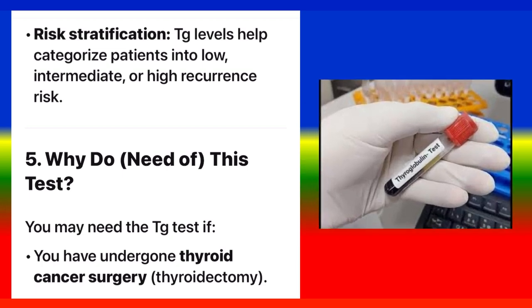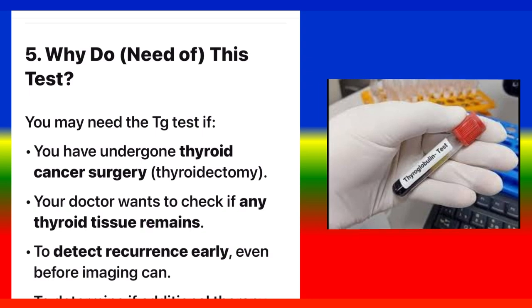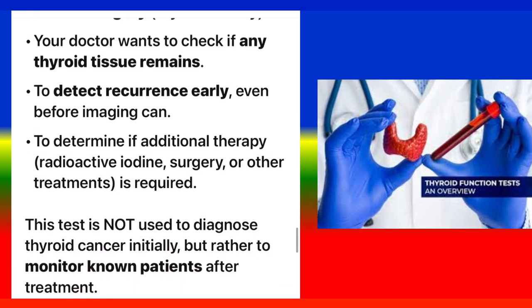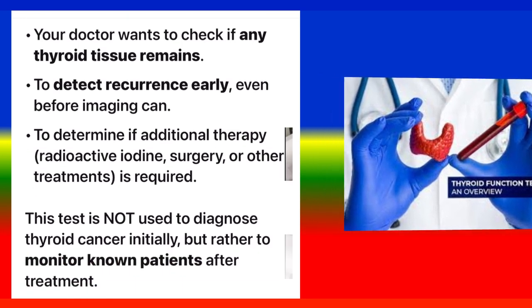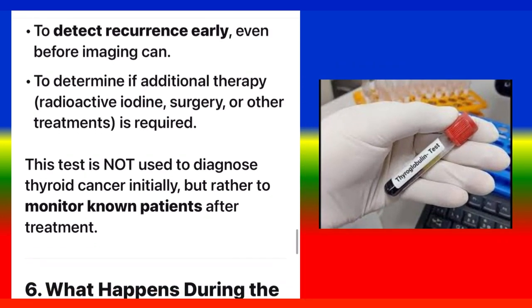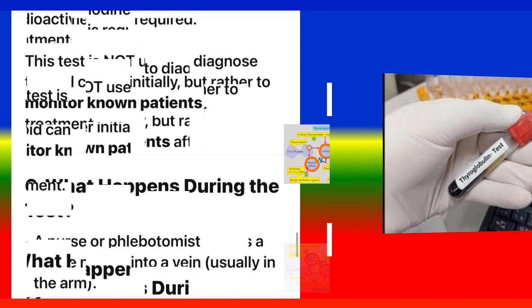Number 5. Why do you need this test? You may need the TG test if you have undergone thyroid cancer surgery, thyroidectomy. Your doctor wants to check if any thyroid tissue remains, to detect recurrence early, even before imaging can, and to determine if additional therapy, radioactive iodine, surgery, or other treatments is required. This test is not used to diagnose thyroid cancer initially, but rather to monitor known patients after treatment.